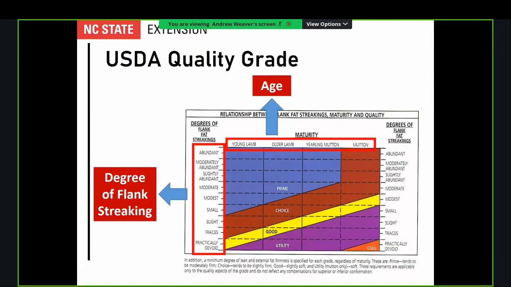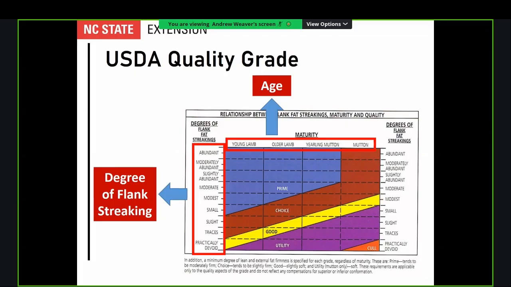And so we determine the degrees of flank streaking, very similar to degrees of marbling in beef. That would be on the y-axis there. And then we determine maturity, the age, across what would be the x-axis, here shown on the top. And so you simply plot a point on this chart. Based on where that point falls, the lamb is classified as prime, choice, good, utility, or cull.